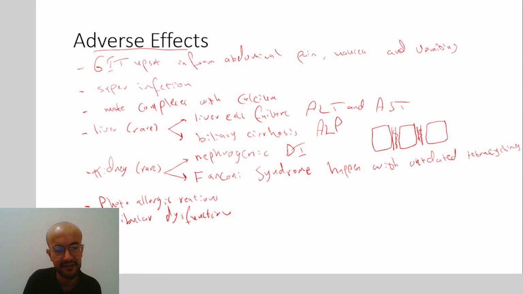And finally, the tetracyclines cause pseudotumor cerebri, which is a form of benign increase in the pressure inside the skull, and this will lead to headache and blurred vision.